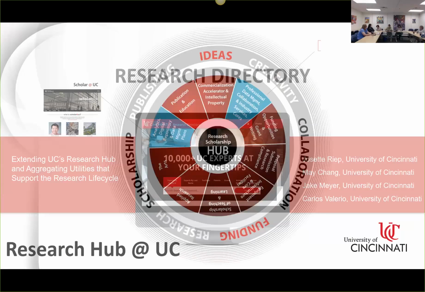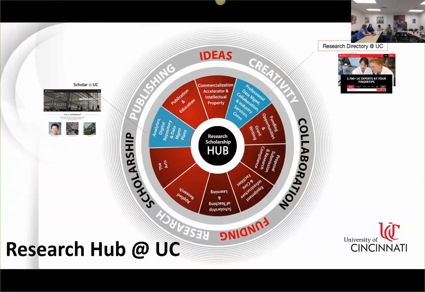All right, so our goal from a few years ago is to figure out how we can really create tools that help the research enterprise. So if you think about the research life cycle, what pieces can we help to support and provide information or resources that empower the research community? And so if you look at the research life cycle diagram here, you see Scholar fitting in under analytics and digital processing and data management, and then the research directory falling under professional data management, collaboration, industry services, and campus facilities.